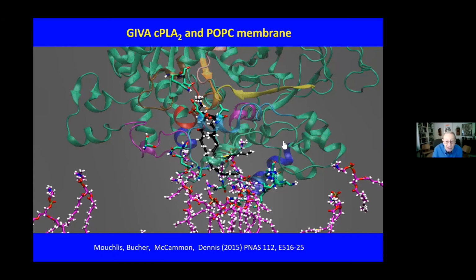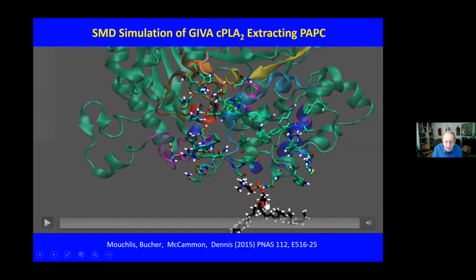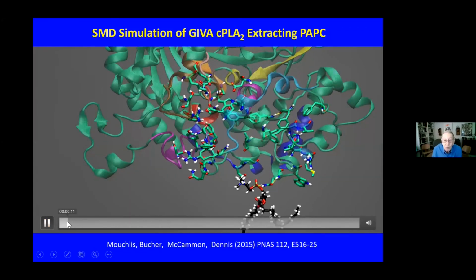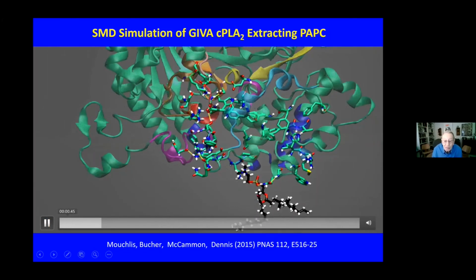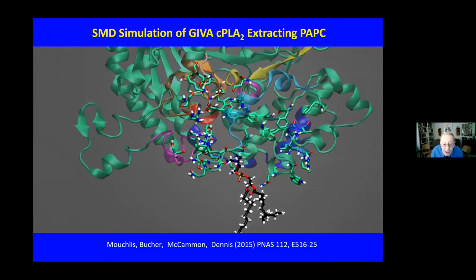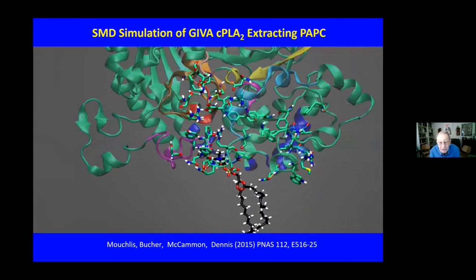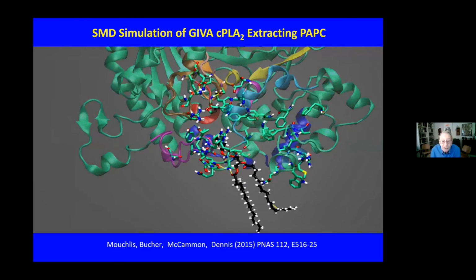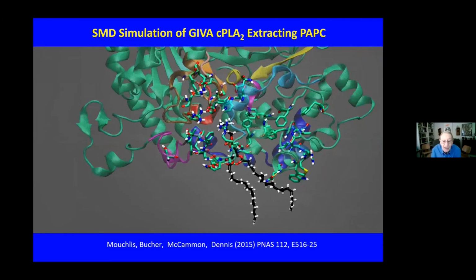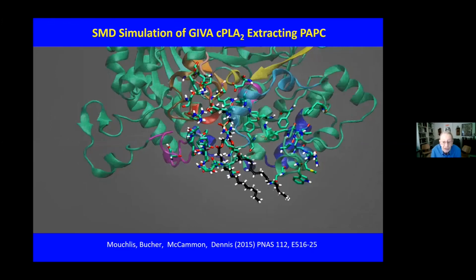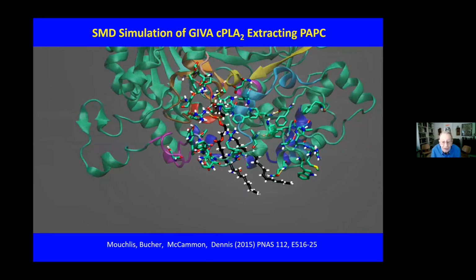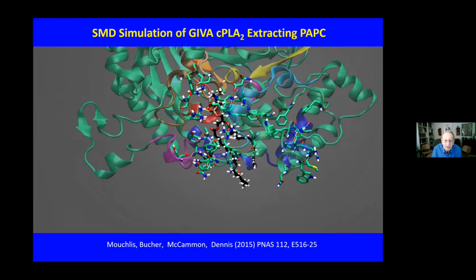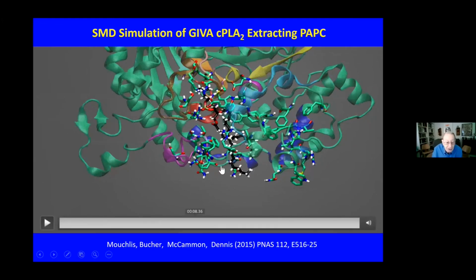Now, in this next simulation, we've pulled this phospholipid out of the active site, and it's in the membrane, and the simulation shows what happens when the enzyme has docked on a membrane and is sucking up a single phospholipid into the active site. So you can see where the active site is and how a single substrate is pulled up into its active site to carry out hydrolysis. And that is the location.